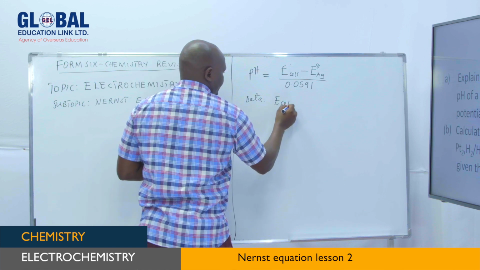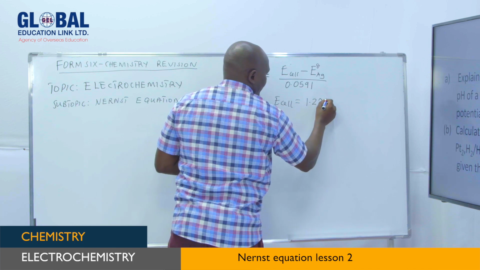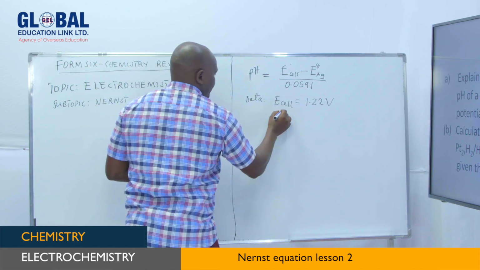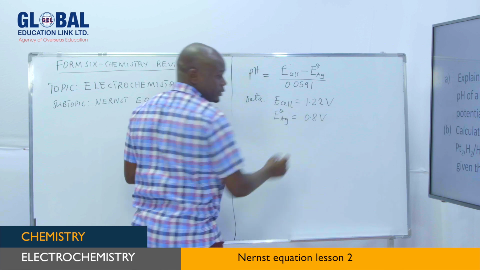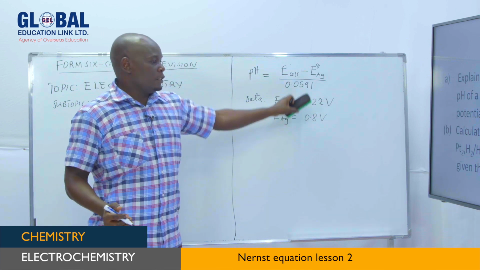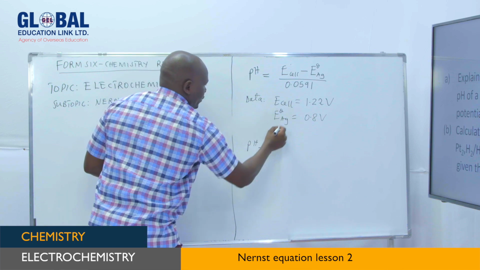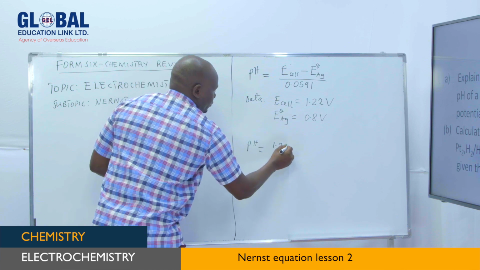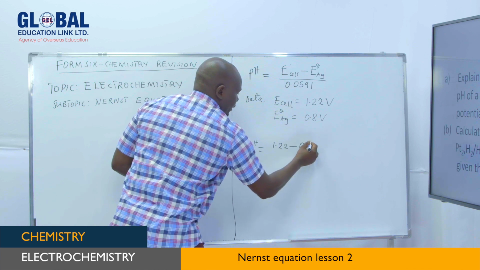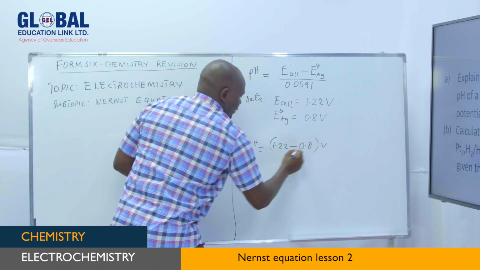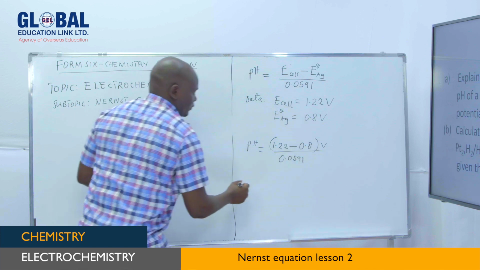Now, given the data we have, E of cell is 1.22 volts, and the standard electrode potential of silver is given as 0.80 volts. So if we substitute these values in our equation, then the pH will be equal to E of cell, which is 1.22, minus E of silver, 0.8, these are volts, then divided by 0.0591.